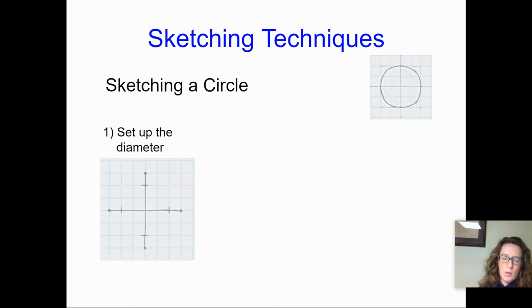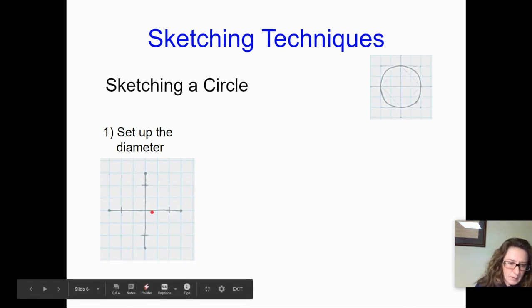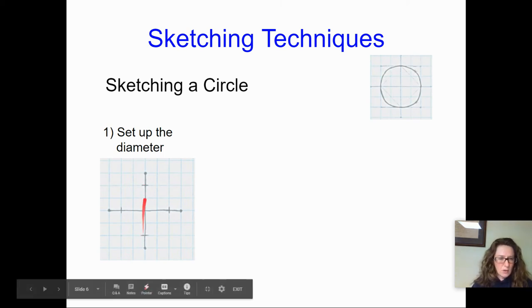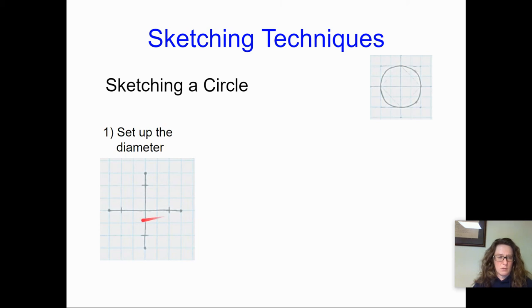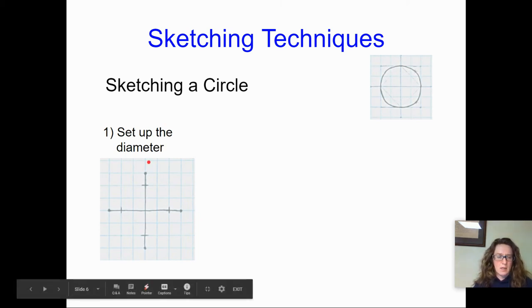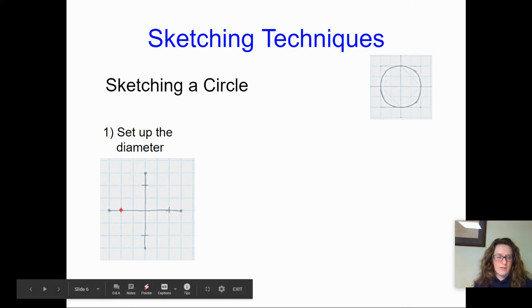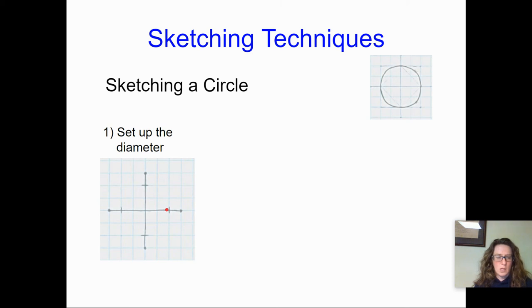So you're going to set up the diameter. We're going to draw a circle with a diameter of 4. So the radius is going to be 2. So you're going to set up your axis for the circle. Draw a little axis there. And from that center mark, from the origin of the circle, you're going to go 1, 2, draw a little line, 1, 2, 1, 2, 1, 2, so that the distance from here to here is 4. So the diameter is 4 and the radius is 2.